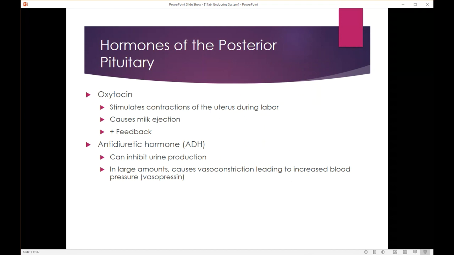We also call it vasopressin. Okay, and in large amounts, it can actually cause vasoconstriction. And when we constrict our vessels, remember that's going to increase the resistance of our vessels, right?